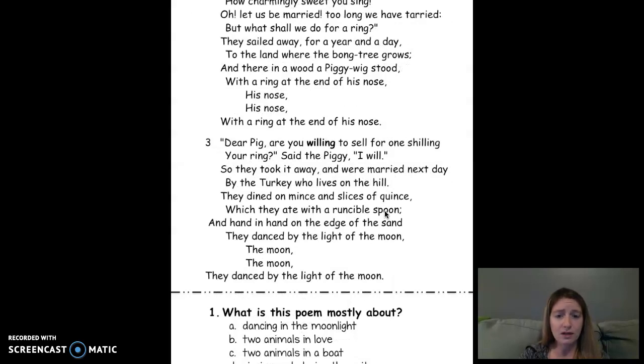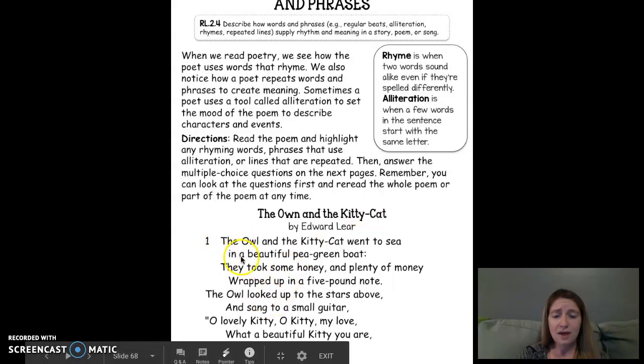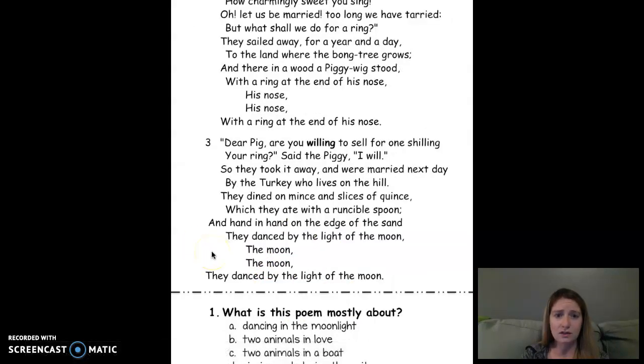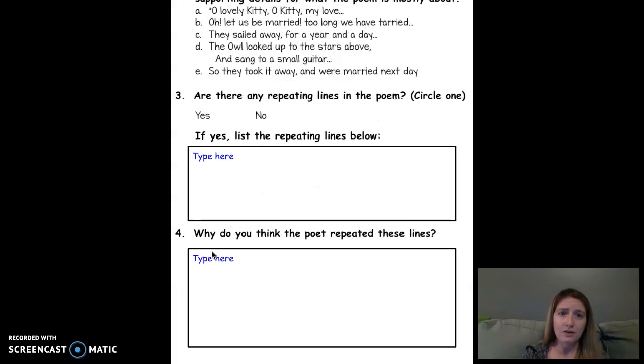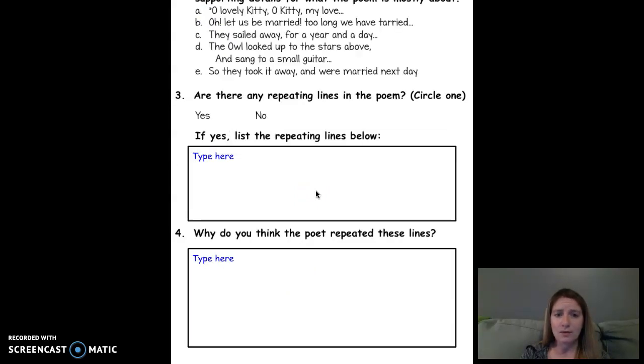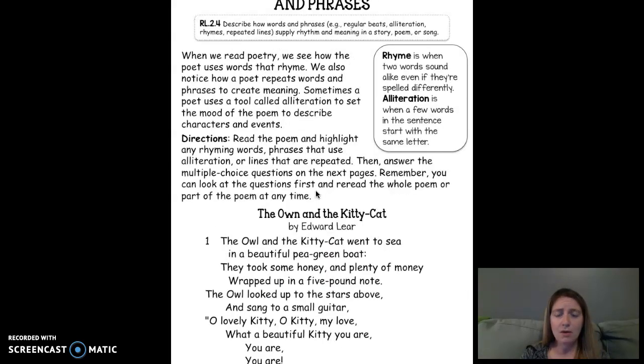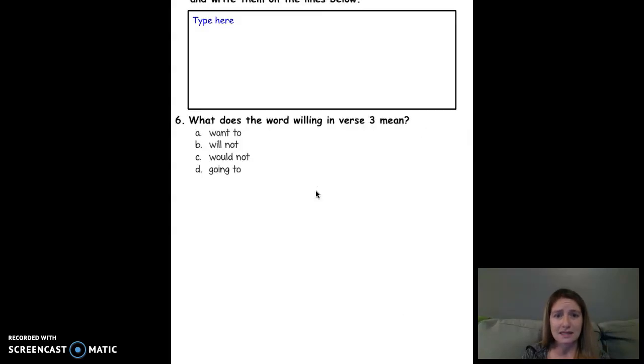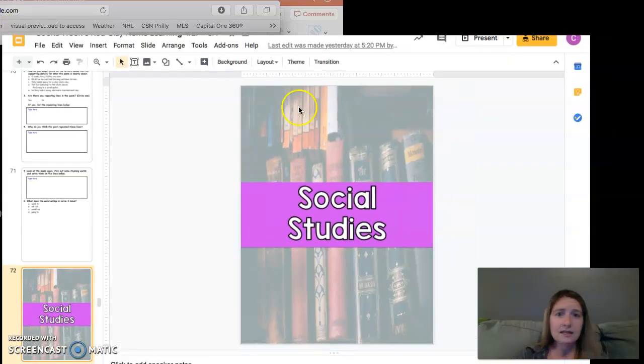So it's pretty long, and it shows you how many stanzas it has with these numbers. It has 1, 2, 3 stanzas there. So it says, what is the poem mostly about? And how do you know? Are there repeating lines? What are they? Why? And then some rhyming words. So you're going to read the poem and answer those questions and see if you can find rhyme, alliteration, or repeated lines in it. And that is your grammar work for today.